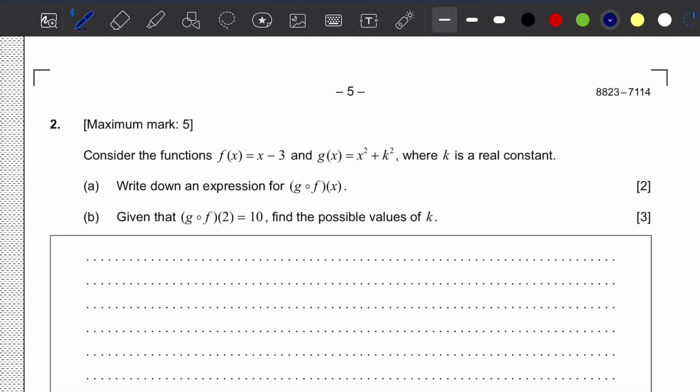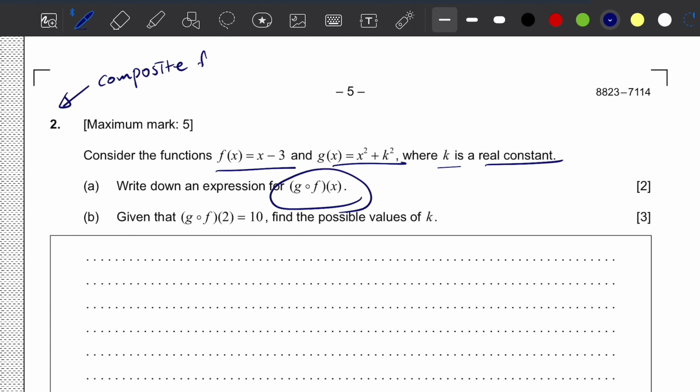Okay, so now let's do number 2. We need to consider the function f of x equals x minus 3 and g of x equals x squared plus k squared, where k is a real constant, and we need to write down the expression for this. So it's g of f of x, which means this is a composite function question from topic 2.